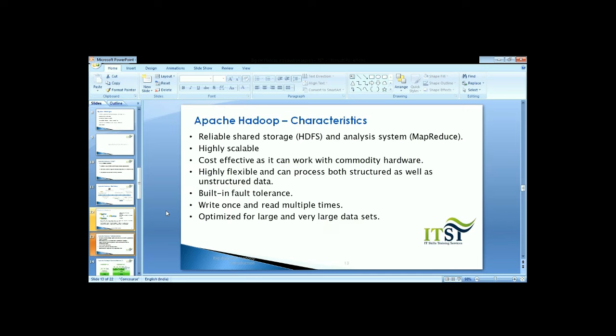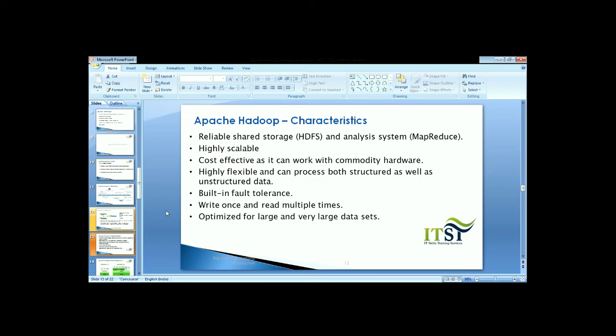Okay. The characteristics. Let's look into the Hadoop characteristics. What it is: reliable shared storage, HDFS, and an analysis system. As I said, the data storage is shared here. It's parallel processing, so the replication factor here is 3, as I mentioned earlier. Highly scalable, as I said, horizontal scalability. That is one of the main characteristics of Hadoop. We can always add machines. Cost effective, as it can work with commodity hardware.